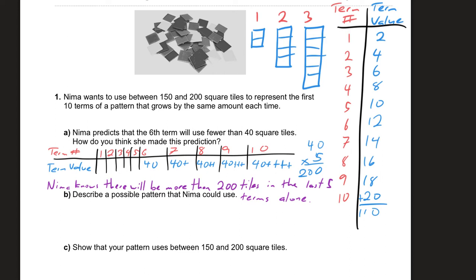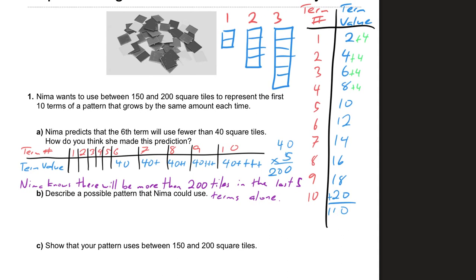Then it asks us to describe a possible pattern that Nima could use. Well, to do that, I might look at what we've already done over in this area. We had a pattern that added up to 110. That means in order to get to 150, I would just need to add 40 more tiles. Well, I know that I have 10 terms, and if I added 4 to each of them, I know 4 times 10 is 40. So if I could just add 4 to each, would I still have a pattern that increases by the same amount each time?